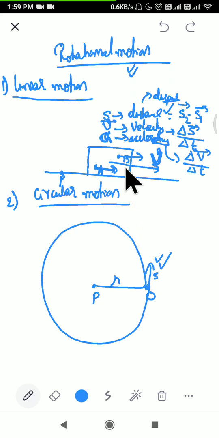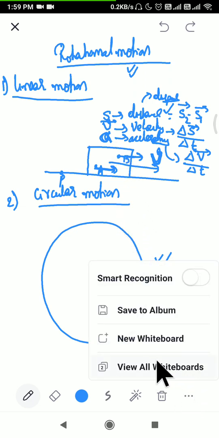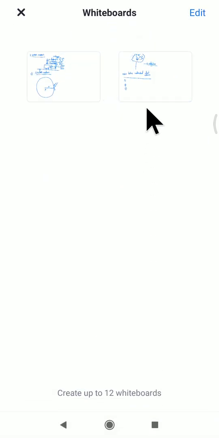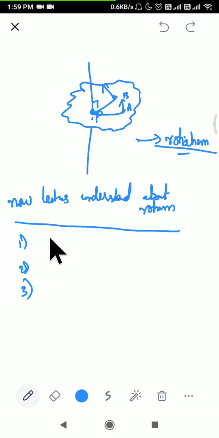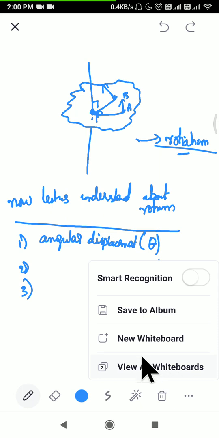Okay, acceleration is represented with letter A. Now similarly, we have angular velocity, angular acceleration, and angular displacement. First we will study about angular displacement. It is represented with letter theta. Now we will study what angular displacement is.